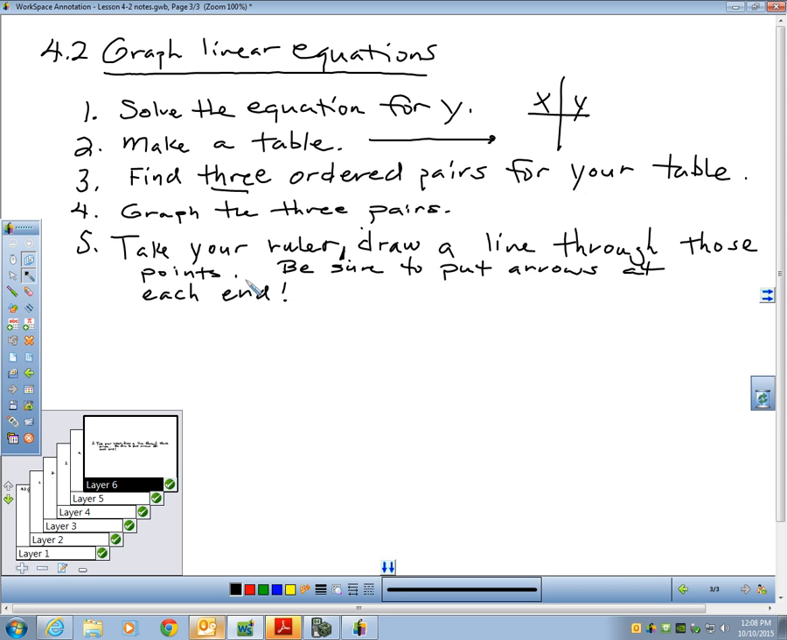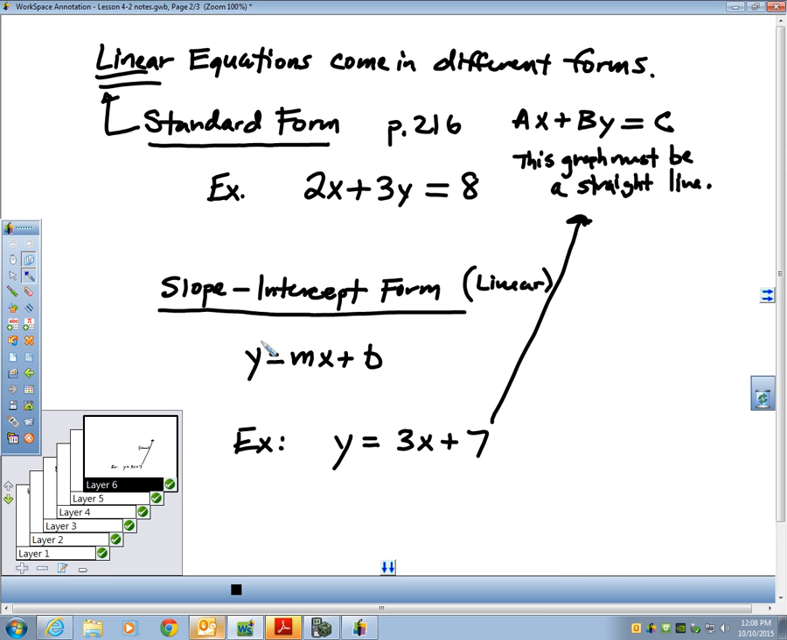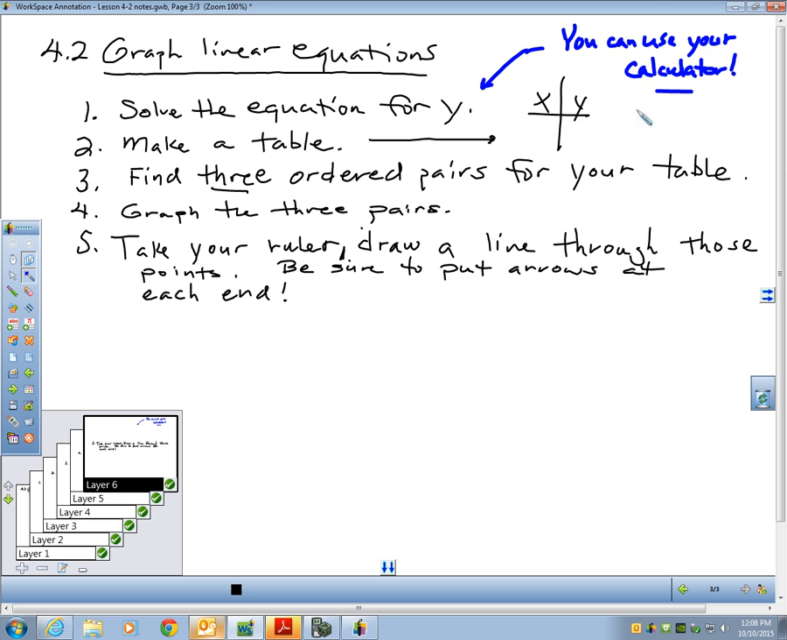There's one other reason why I would recommend solving for y, and maybe I'll put that up here in blue. If you solve the equation for y, you can use your calculator to create your points. Your calculator can help you if you put the equation in. If you solve for y, remember, look here, you see how this equation is solved for y? Y is by itself. If you solve for y, the equation's in slope-intercept form. Your calculator works with slope-intercept form.